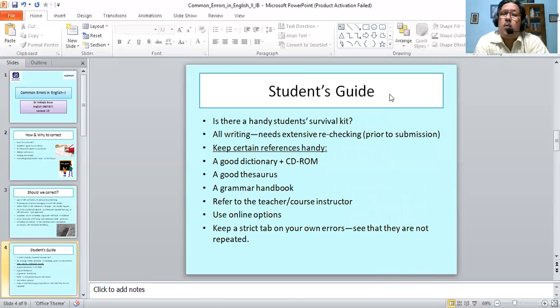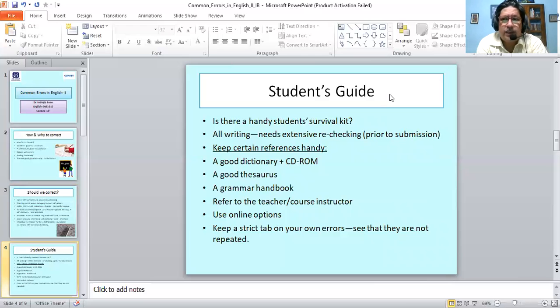Now, what about this student's guide to accuracy or to correction that I was talking about? Is there anything like a handy student survival kit? There may not be possibly something ready-made, but it is possible to assemble together such a kit, or to assemble together certain things which would be helpful for the student.